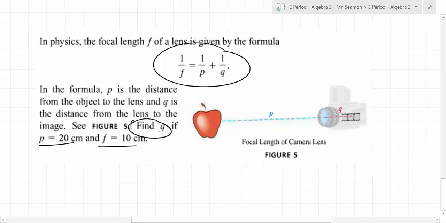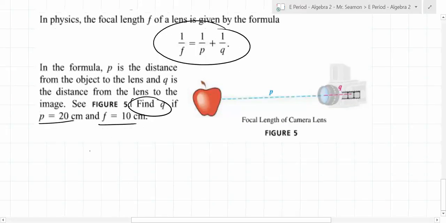So what should you do first? Substitute. I love that. Substitute first before you do anything. So you have 1 over F is equal to 1 over what? 1 over 10. So 1 over 10 is equal to 1 over what? 20 plus 1 over Q.